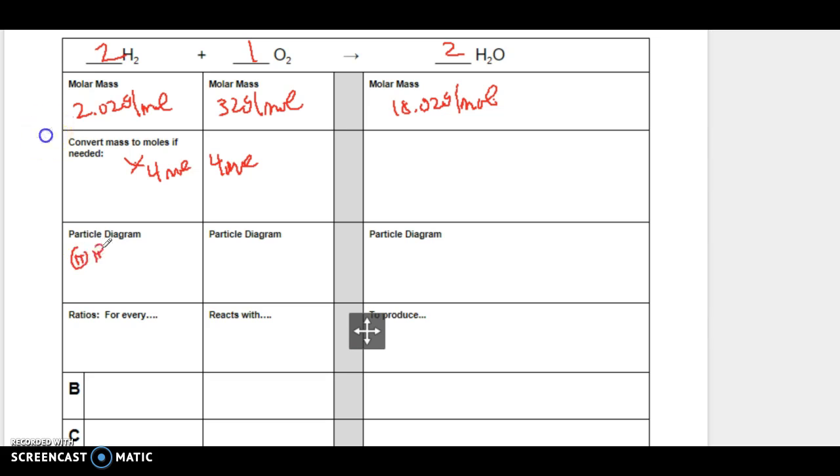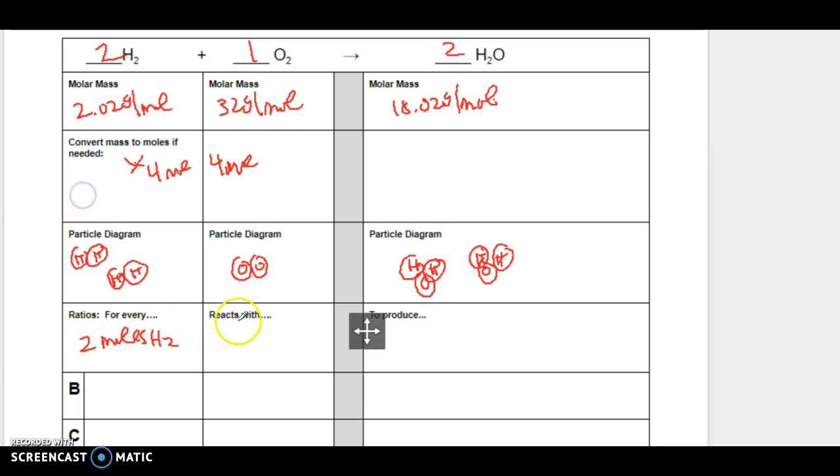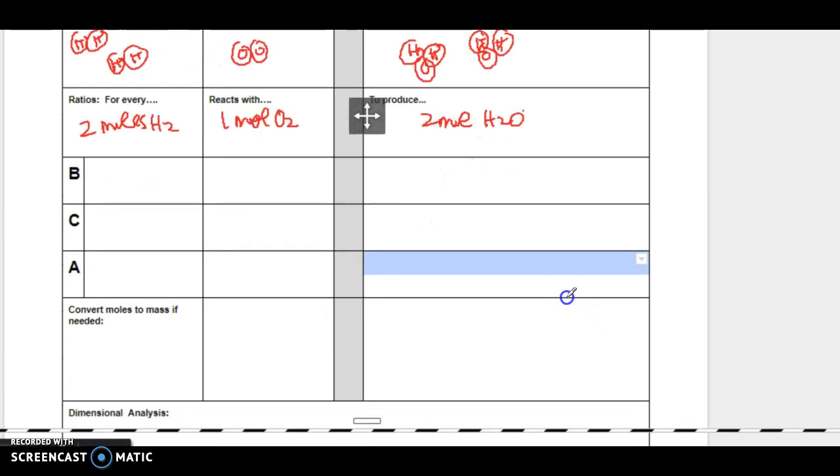Particle diagram, in a perfect world: every 2 hydrogens combine with 1 oxygen to make 2 waters. This is what the reaction looks like if it's perfect and everything gets used up. I take 2 moles of hydrogen for 1 mole of oxygen to make 2 moles of water. And then let's look at the BCA table.